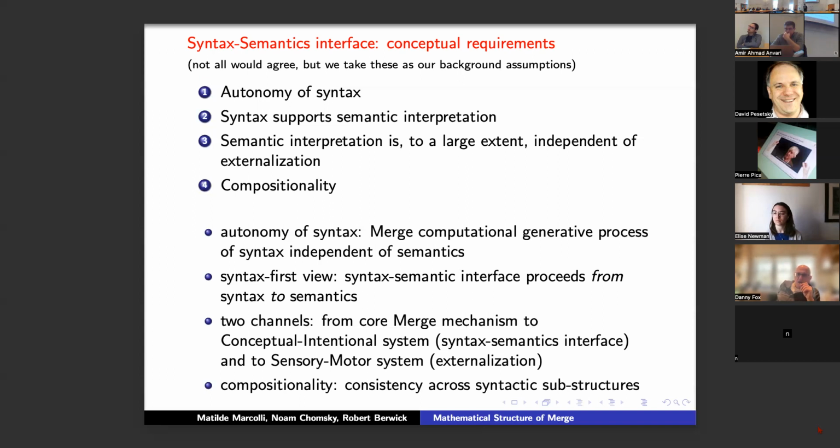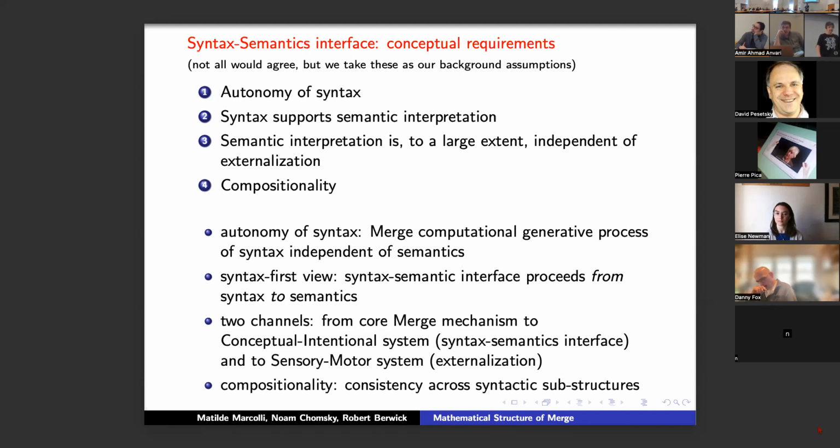So let's articulate this as some basic guiding principles. I'm going to call the first one autonomy of syntax. What I mean by this is that what I described, the generative process driven by Merge of syntactic objects, is independent of semantics. It just happens on its own. It's a kind of computational process that just generates syntactic objects.